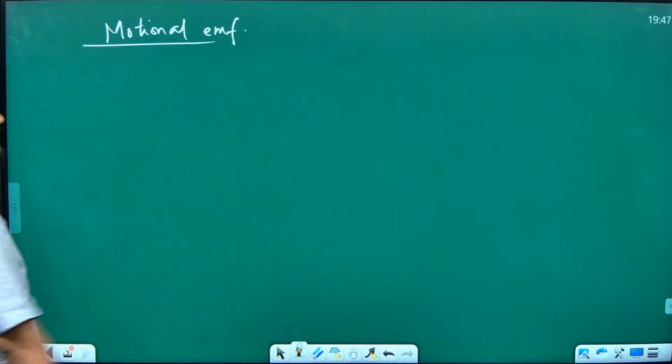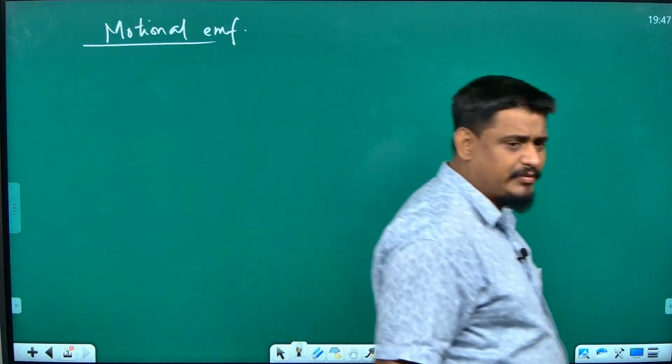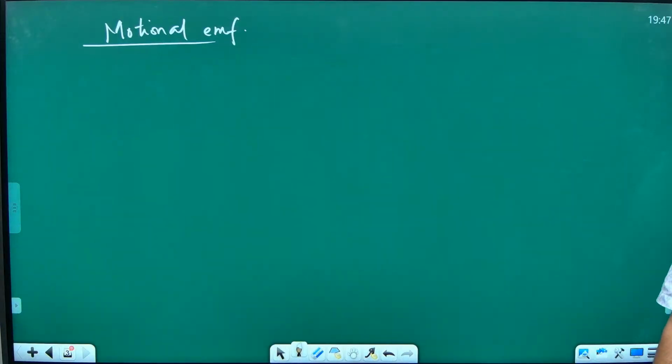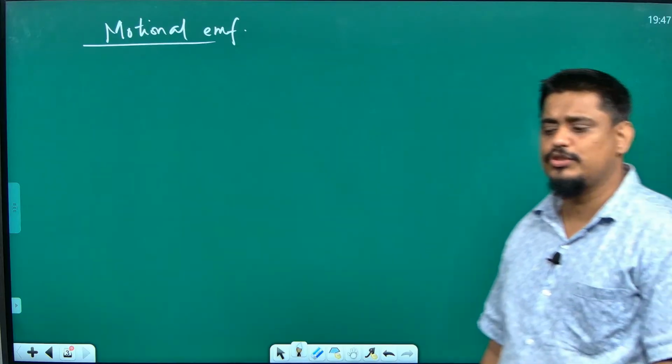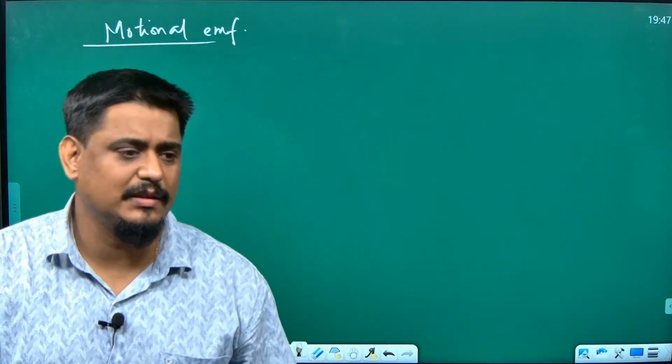In some schools, they will say it is out of the portion, they are not teaching, but I will teach motional EMF because there are questions in the NCERT book from this topic. Without that, you cannot solve those questions. So I don't know how some schools are claiming that motional EMF is not there in the syllabus.